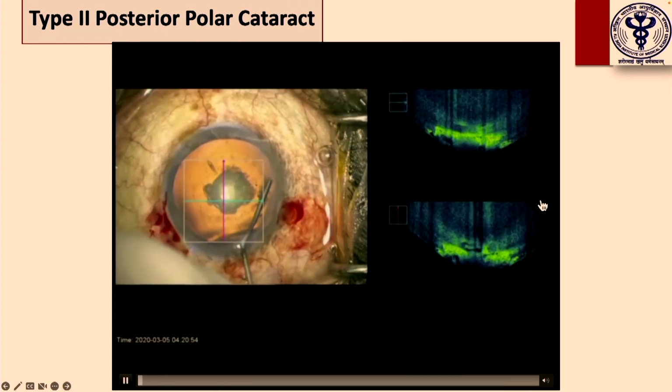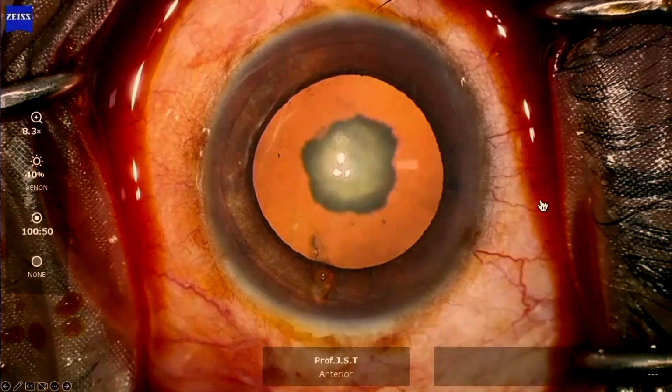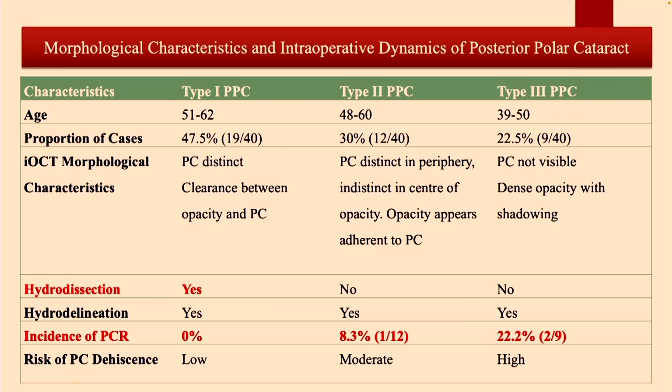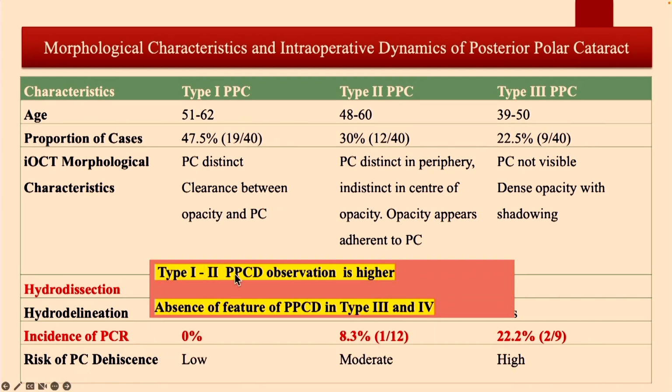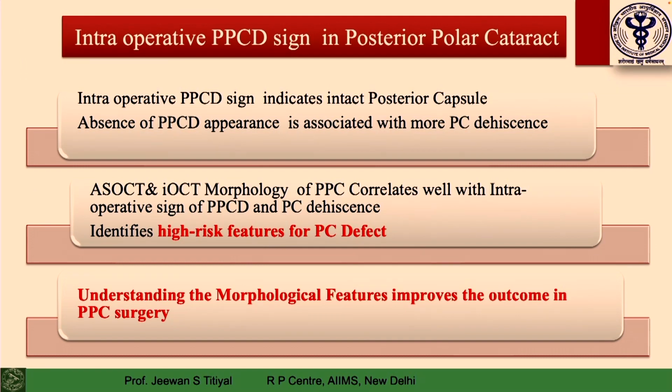The defect sign is not exactly the defect in the posterior capsule, it is the defect in the cortical area only. If you see, type 1 has no chance of rupture, and type 2 and type 3 will have a slightly higher chance of rupture in these cases. So if you see a type 1, type 2, you can see the disc defect in these cases. Type 3, type 4, you'll never see a disc defect, so you have a very high chance of posterior capsular rupture in these patients.